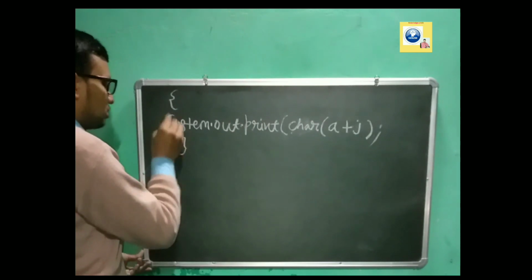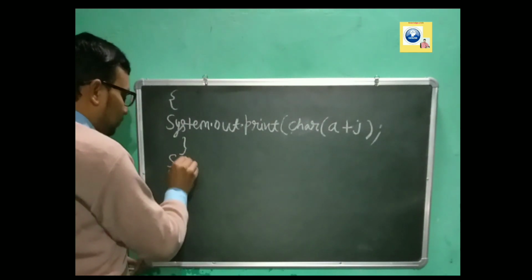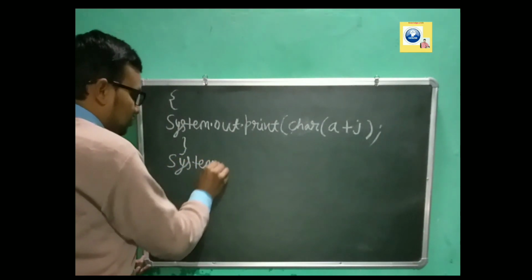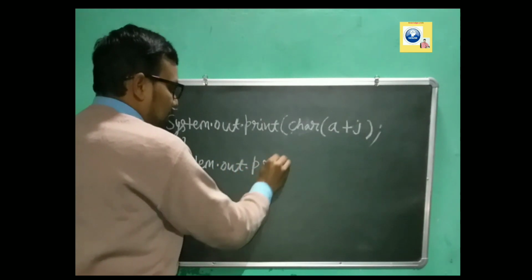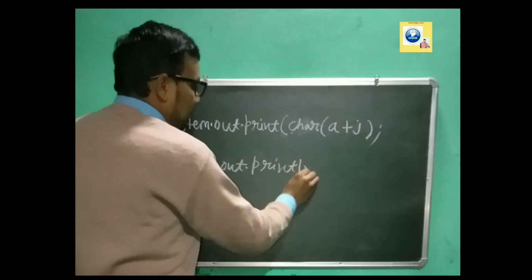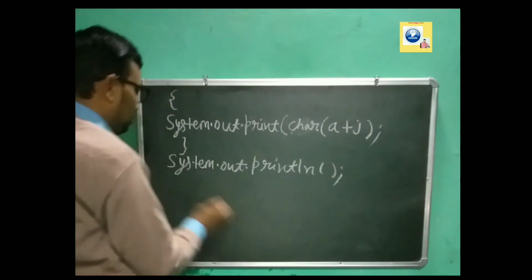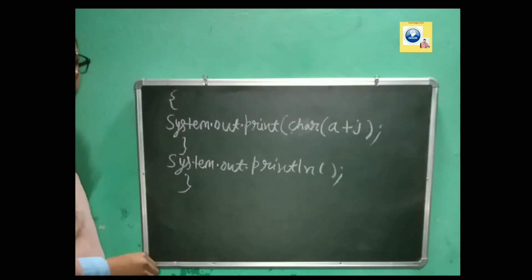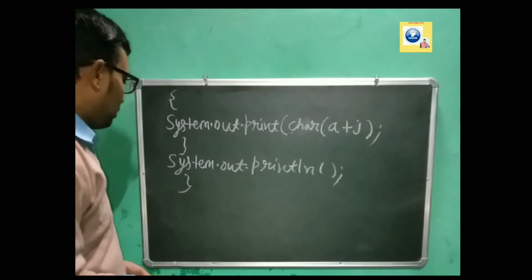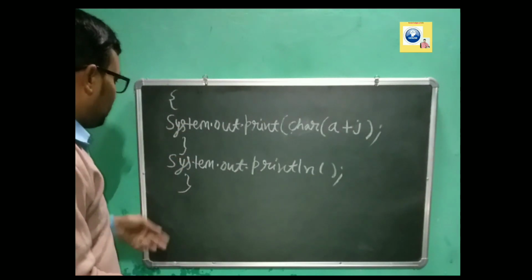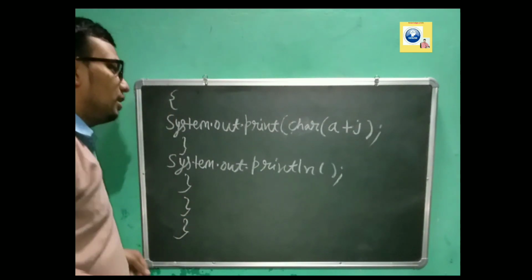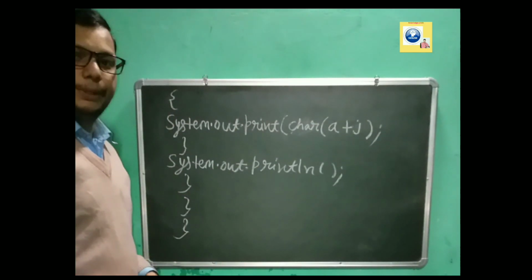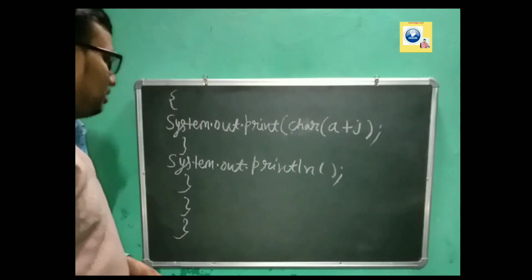Then after we will close this loop, and again what are we going to write here? We are going to write System.out.println, and here we will just simply change the line. Okay, and now the outer loop is closed. Let's close the class and let's close the main function. You know what will happen? Let's see how the output comes.